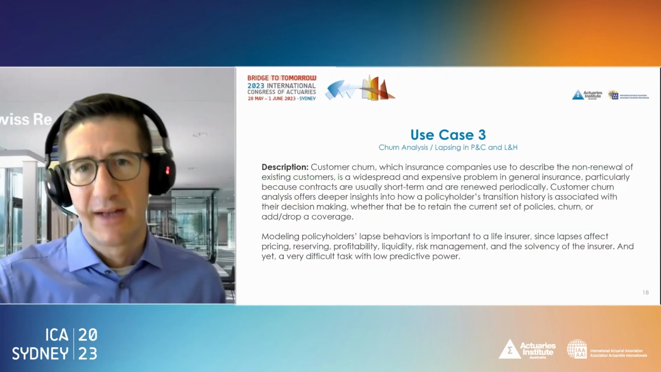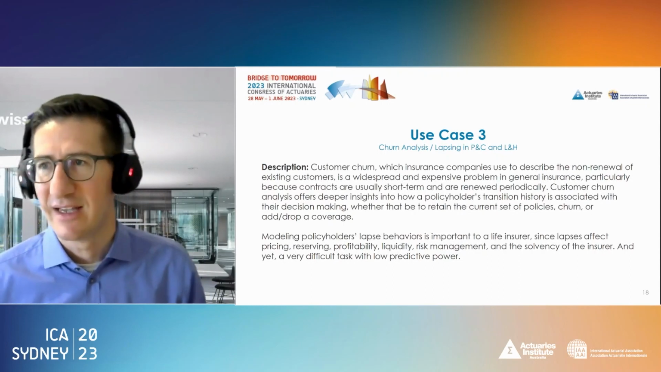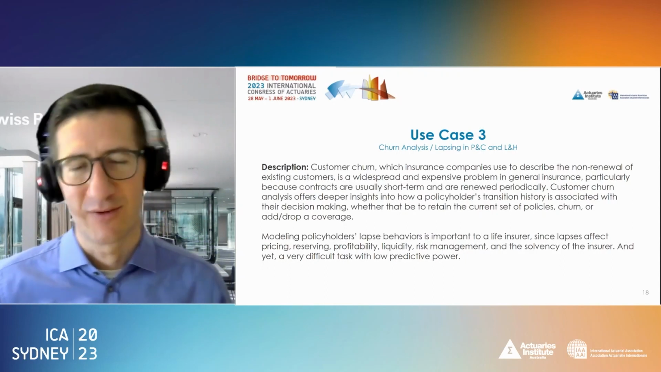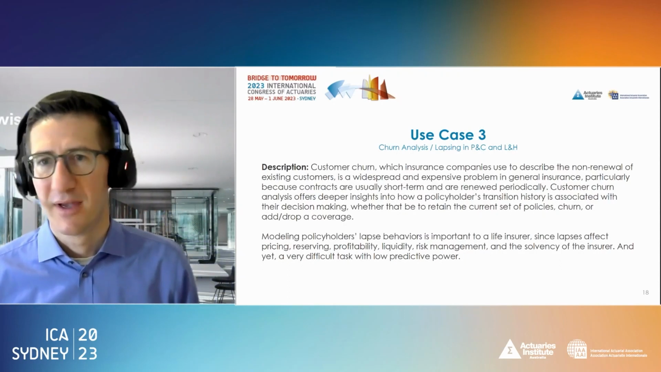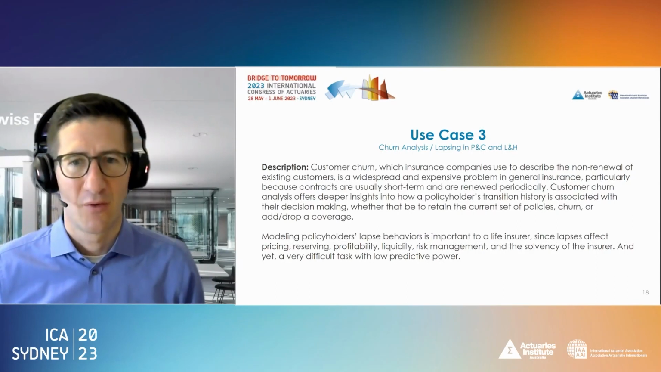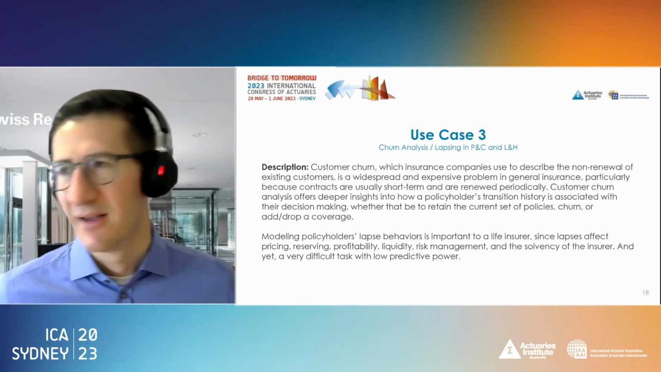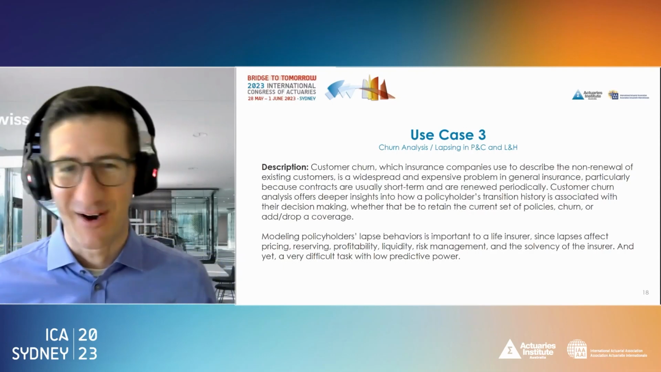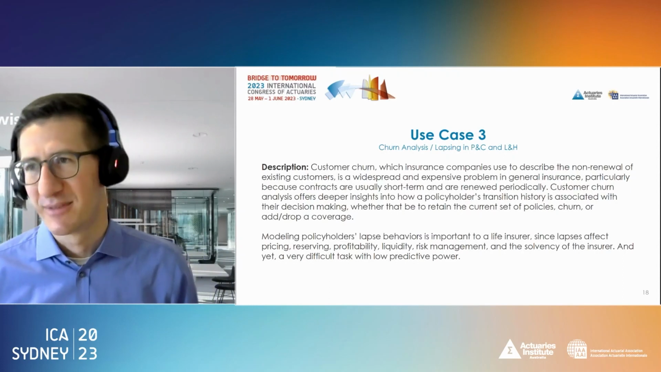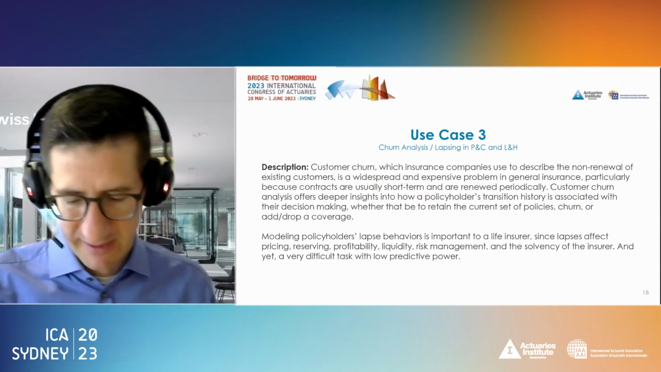And the last one is churn analysis or lapsing. You can have that in P&C and life and health. I'm aware that sometimes it's not considered an actuarial task, but there we see that machine learning can help in building a good churn model. Yet we also need to be aware that it's a difficult task with low predictive power, because what influences lapsing often cannot be collected in the corresponding data.